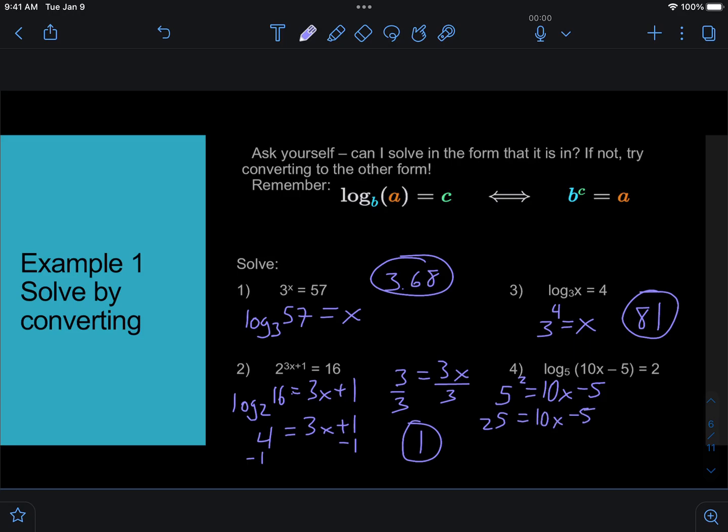And now it's another pretty straightforward algebra problem. We'll add 5 to both sides and get 30 is equal to 10x. And then if we divide both sides by 10, we're going to get that x is equal to 3.